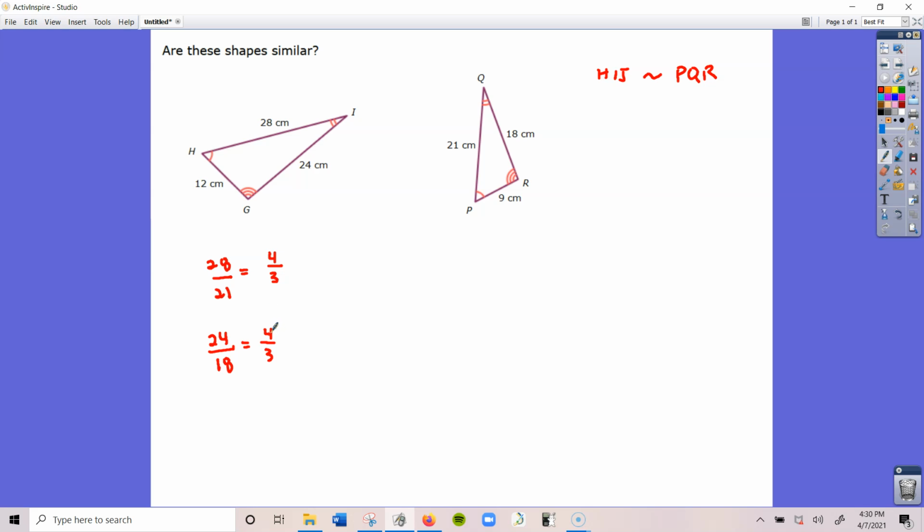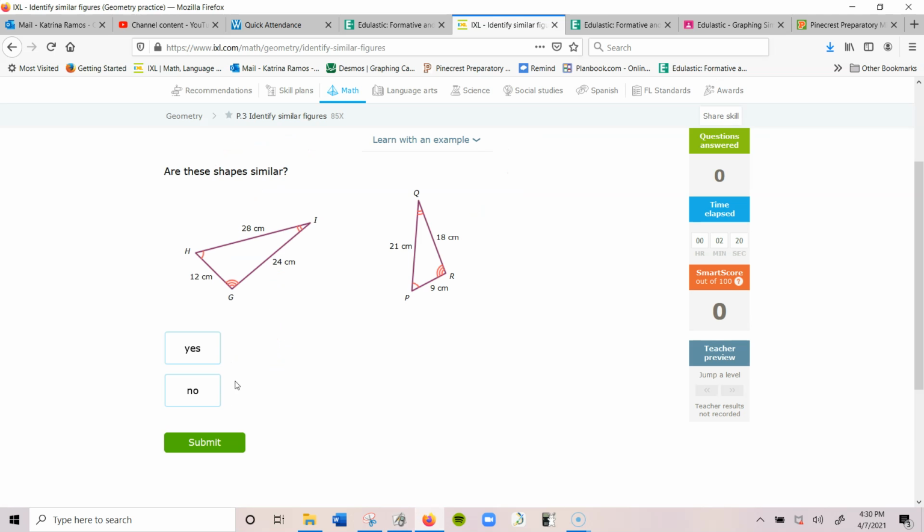So far everything looks good, but we're going to check this last one here. So these short sides. So 12 has to be proportional with the 9. Both of these can be divided by 3, which would give me 4 over 3. Since they all share the same ratio, that means that yes, they are similar.